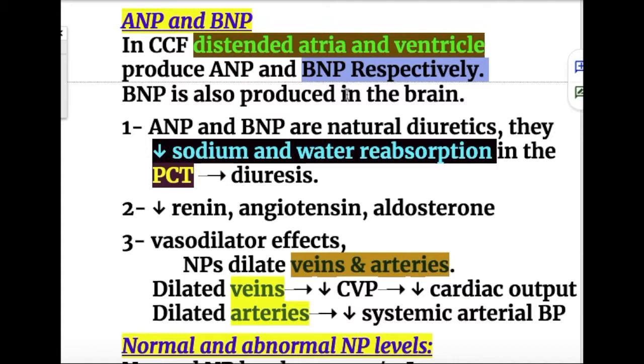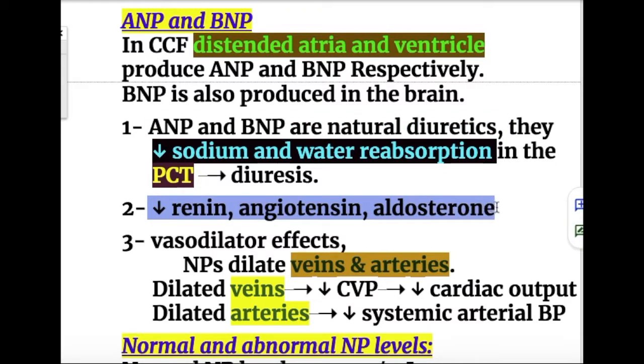BNP is also produced in the brain. So what do they do? ANP and BNP are natural diuretics. They decrease the sodium and water reabsorption in the proximal tubule that leads to diuresis, preventing edema formation. They also decrease renin, angiotensin and aldosterone production.